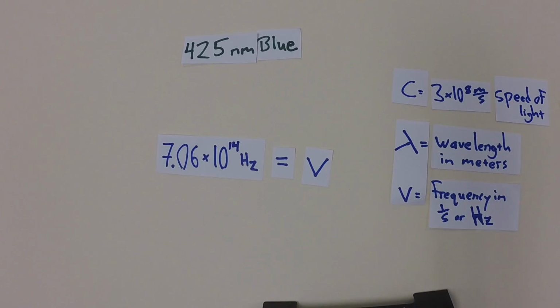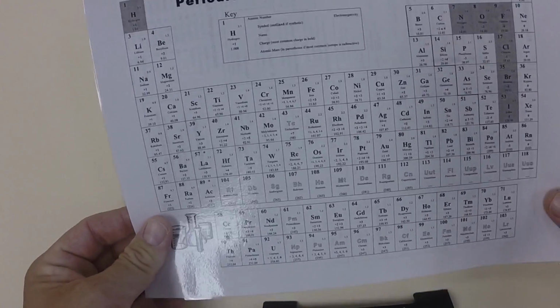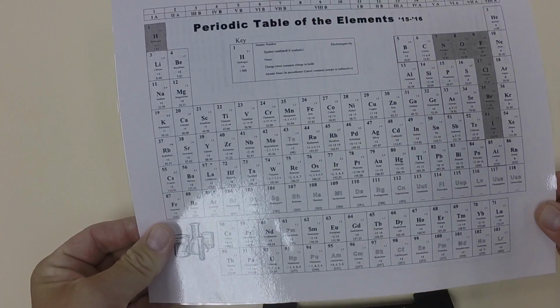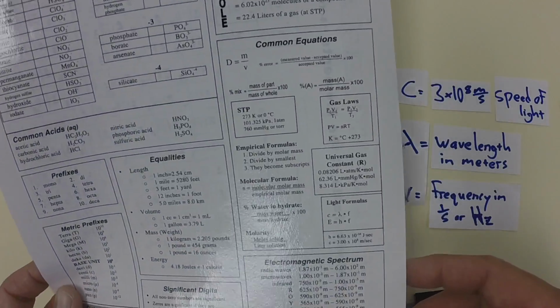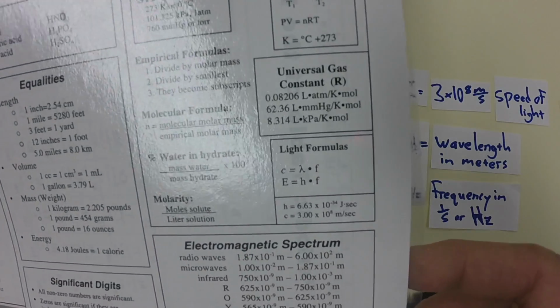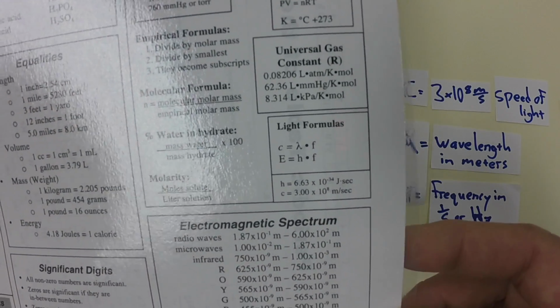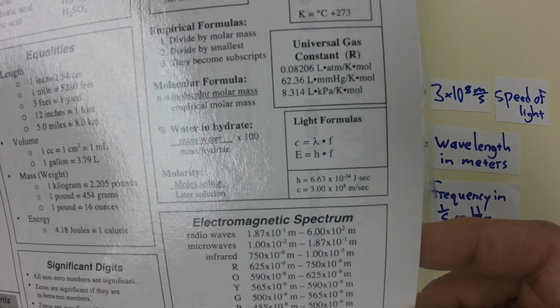Keep in mind this and other relevant information. If you have your periodic table for the class, if you turn it over on the back of the periodic table, mid right-hand side, you'll see this information listed under light formulas. Be sure to use that.